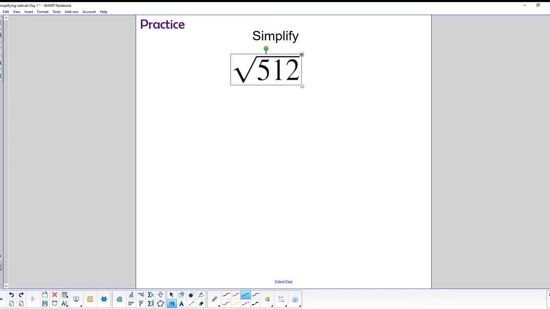And so, in fact, this is going to be one of the biggest possible ones you'll see, and I'll work this one for you. So the square root of 512, well, that would be 2 times the square root of 2 times 256. Well, let's keep breaking it down.